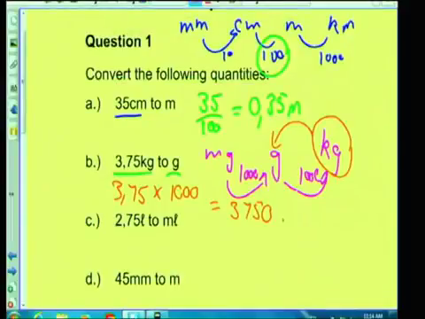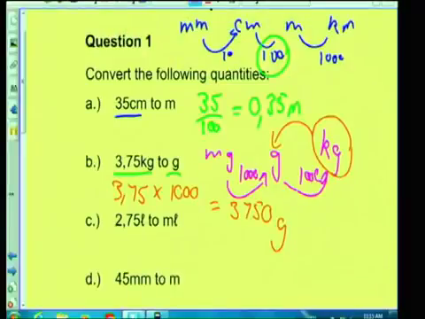That's easy to see. It's got to be 3,000. Can't just be 75. Must be 750. 3,750. Don't forget the units. What are the units we wanted? Grams. Make sure you've got them in the right units. Don't forget your unit with this sort of calculation. Next one.